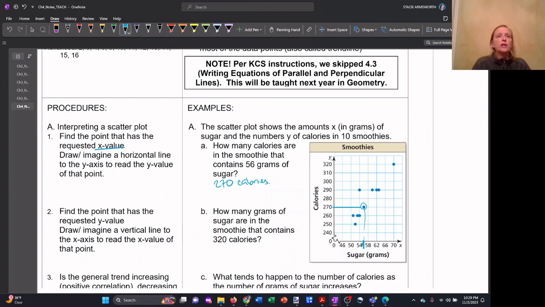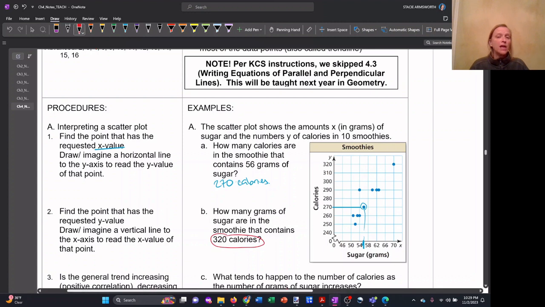You can go the other direction as well. You can be asked about 320 calories. Well, calories are here on the y-axis and 320 is up here. So we'll read to the side to get to the data point. Then we want to find the x coordinate because I'm asked for how many grams, and grams is down here on the x-axis. I'm going to just read down and see what number is on the graph here. In this case, 70 grams of sugar.